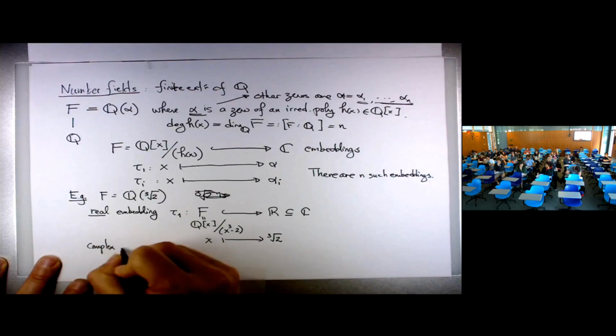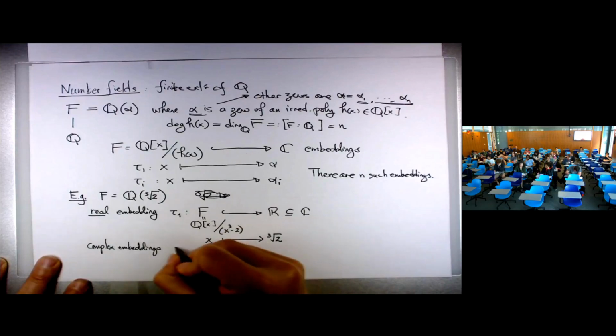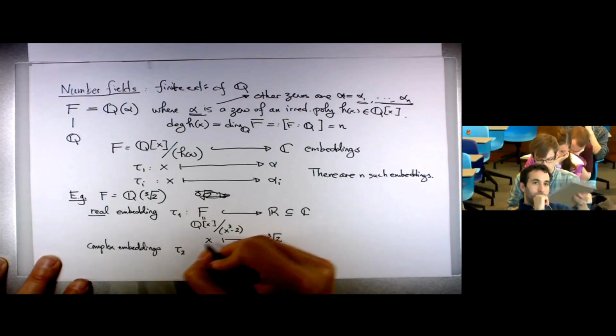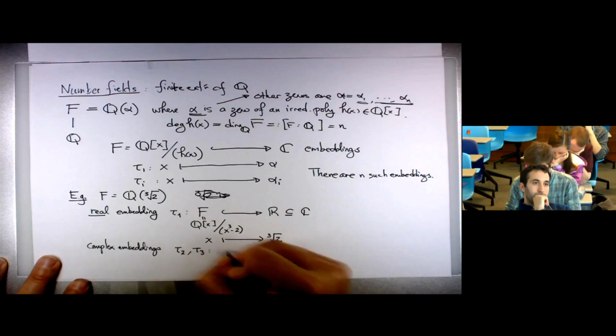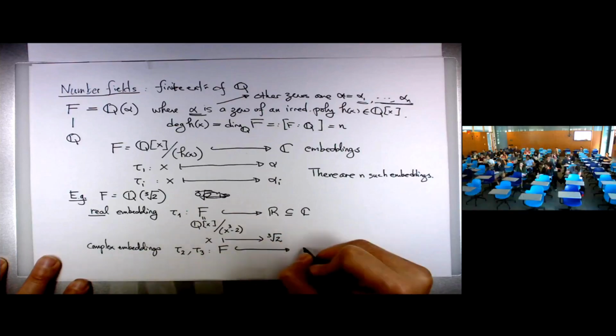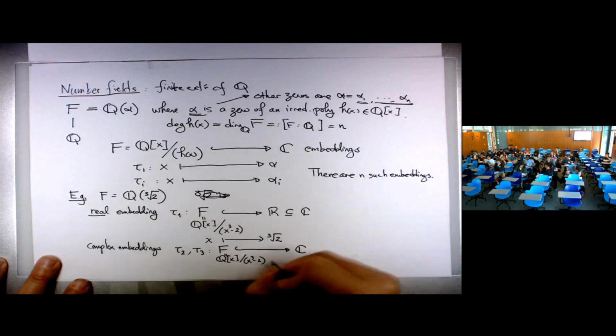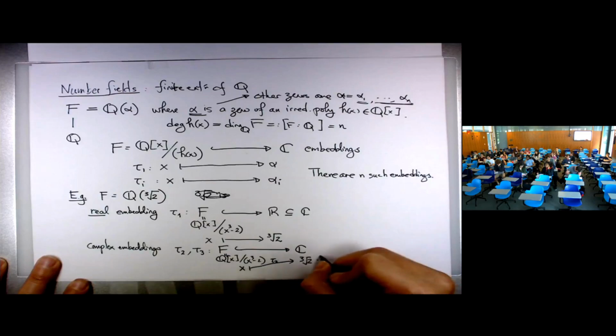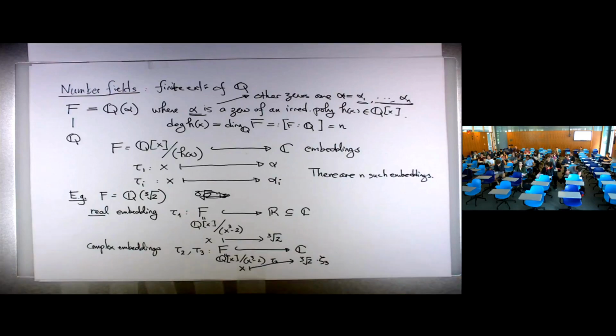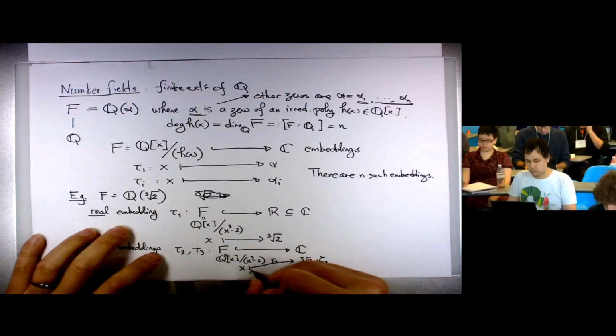Similarly, you have other embeddings. There are complex embeddings. Let me write tau_2, tau_3, that's fine, going from F to C. You think of this as Q[x] over the same polynomial, and then you want to send x to, not tau_1, but to the cube root of 2 times a third root of unity. You see that the cube root of 2 has 3 roots: the cube root of 2, the cube root of 2 times a third root of unity, and then the other one.